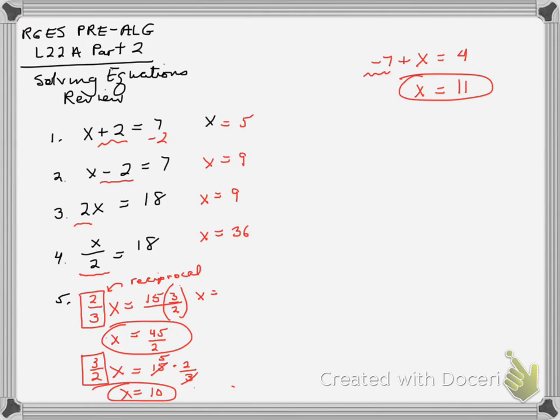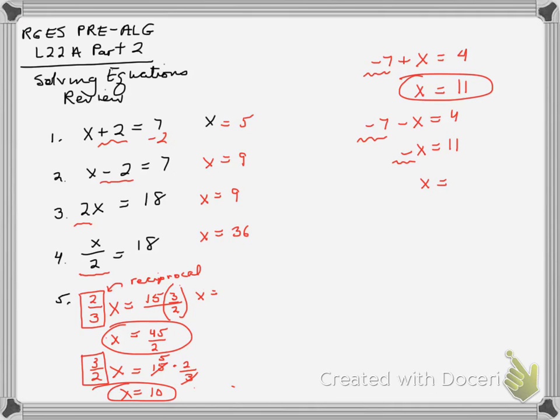If I had, let's say, negative 7 minus x equals 4. First, I want to get rid of this, so I'm going to add 7. 4 plus 7 is 11, but that's what negative x equals, and I want what positive x equals. So how would I get rid of the negative sign? Well, that's the same as multiplying by negative 1, okay?